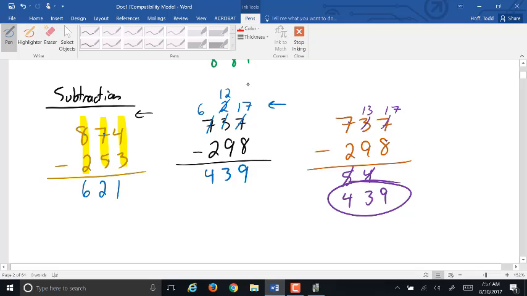Realistically, again, if I'm punching this in the calculator, that's about 700. This is about 300. 7 minus 3 is 4. Keep the same name of hundreds. I'm expecting an answer around 400. My calculator spits out 439. That's reasonable to me. I know it's not horribly far off.